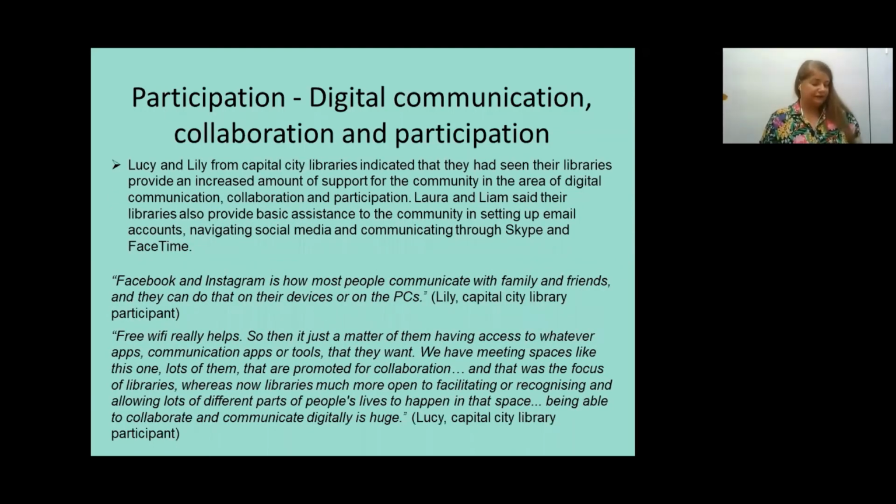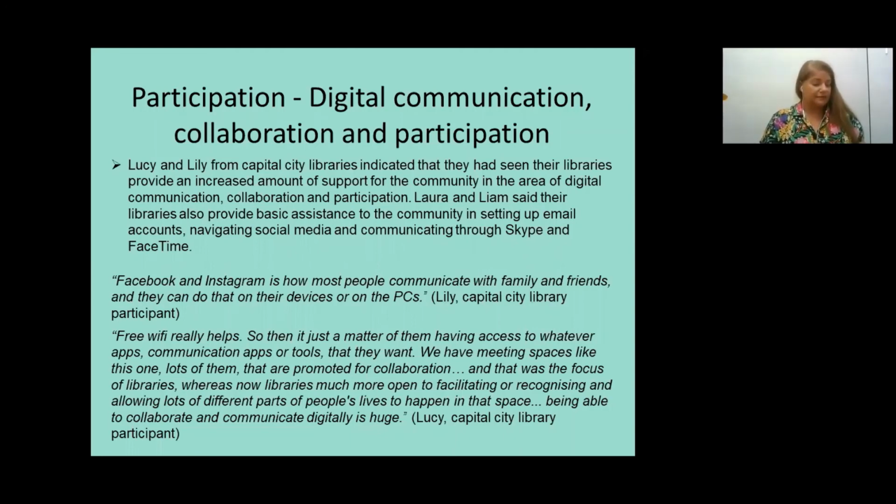Lucy and Lily from Capital City Libraries indicated that they had seen an increased amount of support in the community in the area of digital communication, collaboration and participation. Laura and Liam said their libraries also provided basic assistance to the community in setting up email accounts, navigating social media and communicating through Skype and FaceTime.